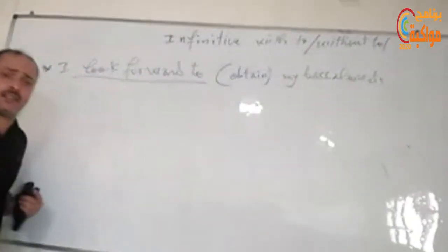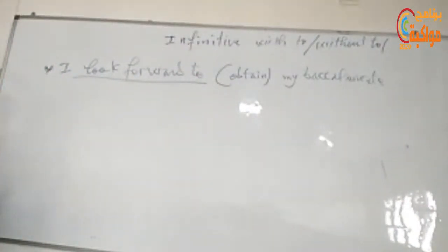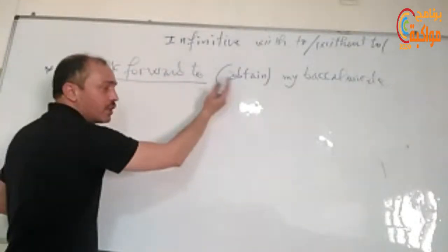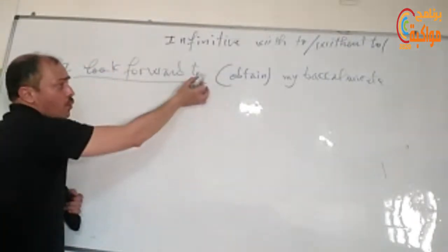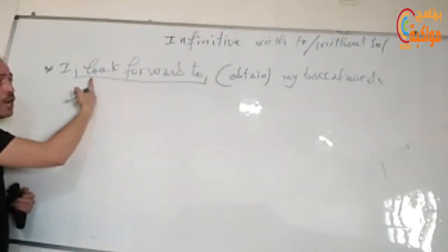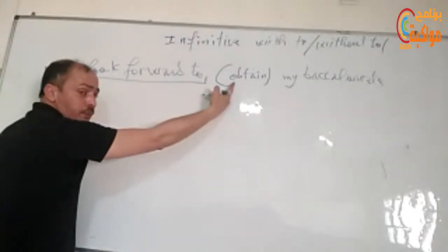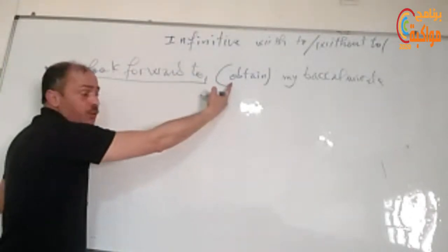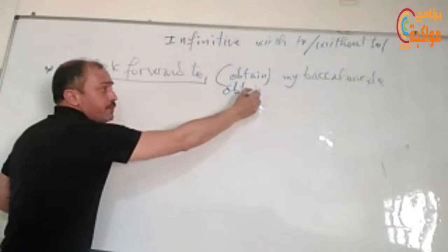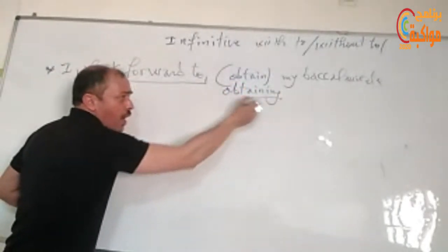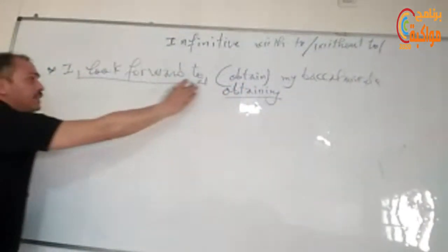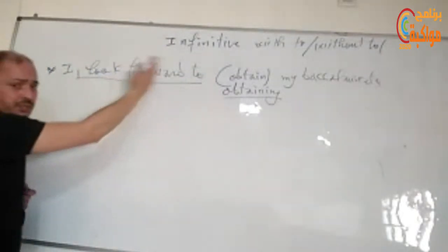So everybody here is looking forward to get, in brackets. I look forward to obtain or get a word. Once we have this expression, I look forward to, this verb should take the ing form. We can see here obtaining. Why obtaining? Because we have look forward to.